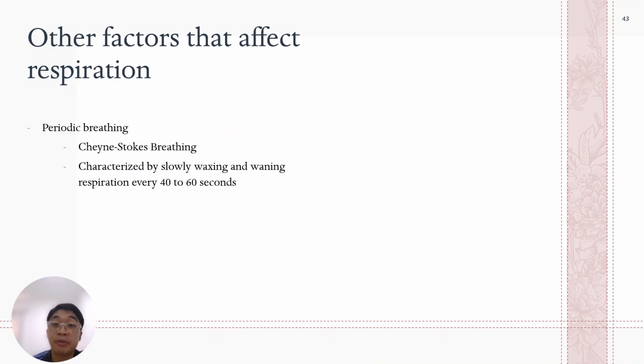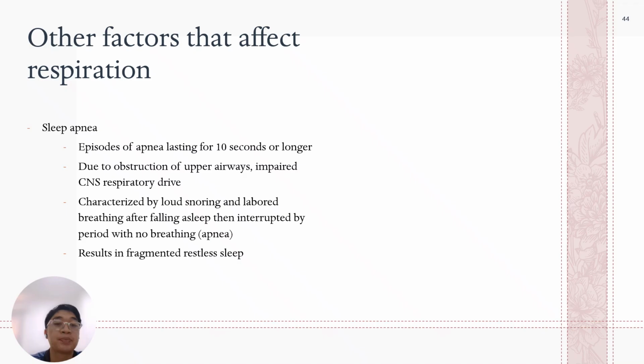You also have periodic breathing, and a common example would be Cheyne-Stokes breathing. This is when there is waxing and waning of the respiration. Initially, the patient will breathe normally, and then there is increased breathing, and then it stops, and then increased breathing again. So it slowly waxes and wanes, every 40 to 60 seconds. That is what you call Cheyne-Stokes breathing.